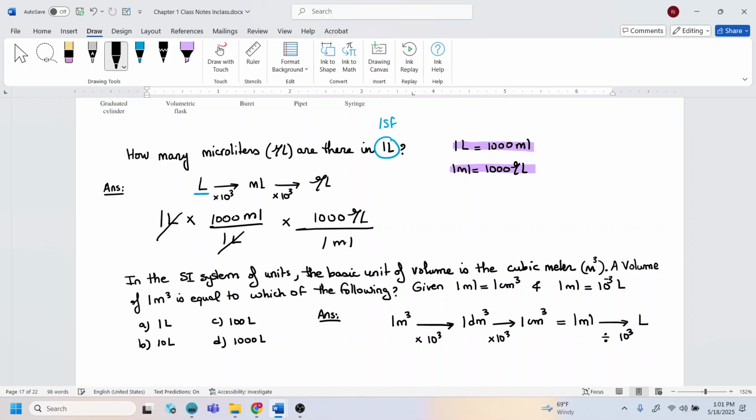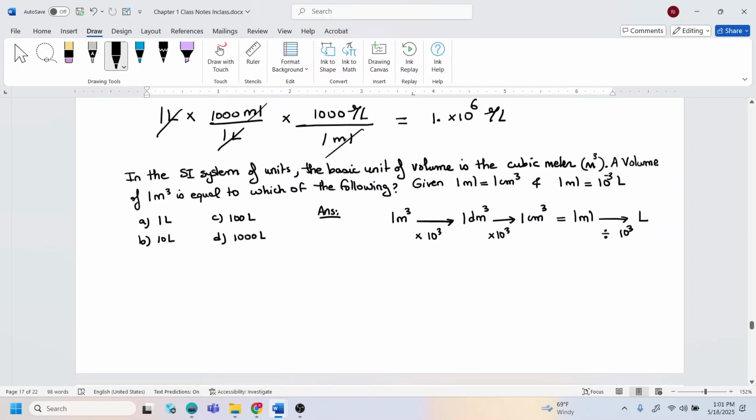So I know that 1 mil is 1,000 microliters. So I'm canceling those units. And my answer in this case is going to be 1 times 10 to the 6, and that is going to be a microliter.